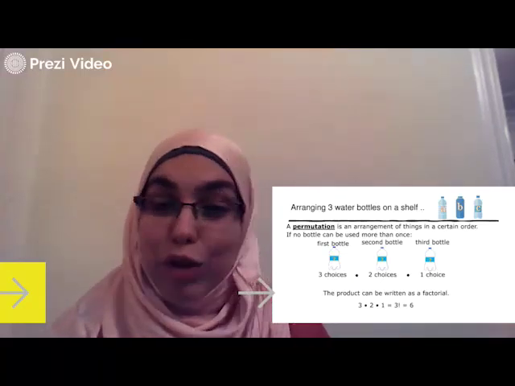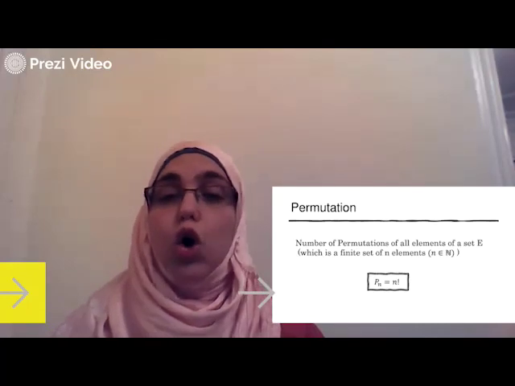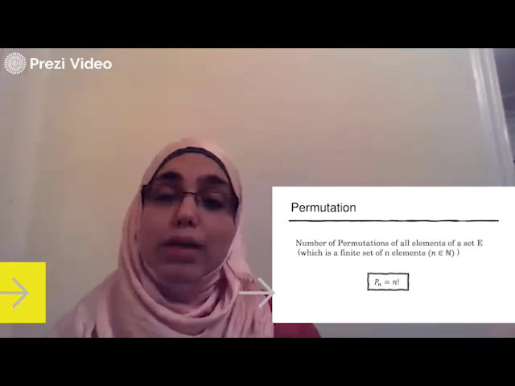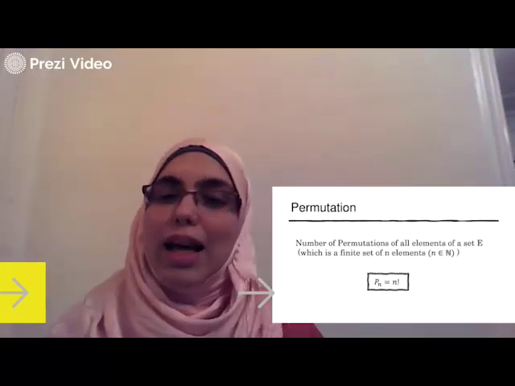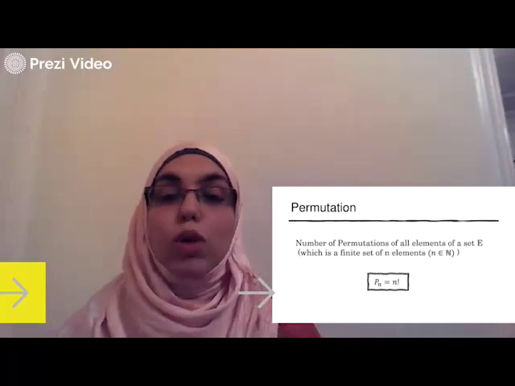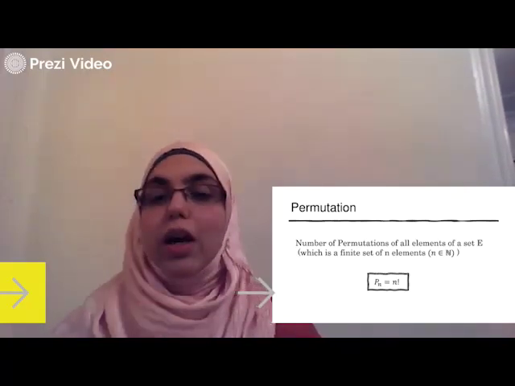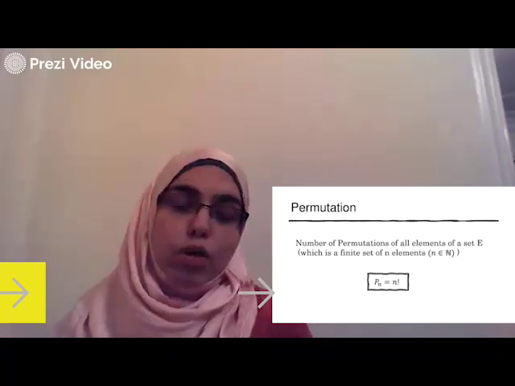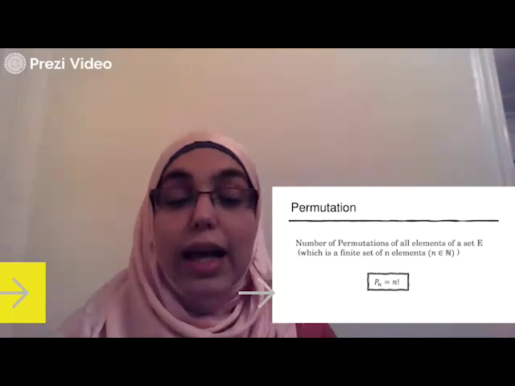So we can have the following rule. If I want to find the permutation or the arrangement of n elements of the set E of n elements, this means that I can write Pn, which is equal to n factorial. If I want to arrange 5 bottles on a shelf, then it is 5 factorial. If I want to arrange 9 bottles on a shelf and all I have is 9 bottles, so it is 9 factorial, and so on.